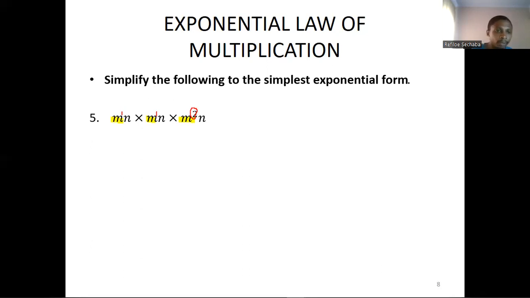Now you do the n's. When you multiply the n's, what are you going to get as the answer? It will be n to the exponent of 3. That was great. Let's do this one here. What is the answer for this one?